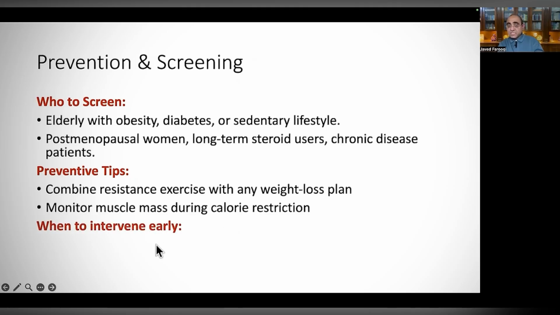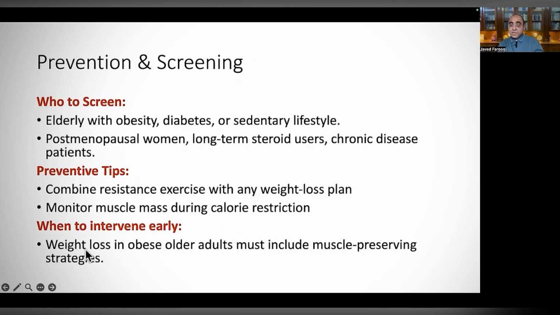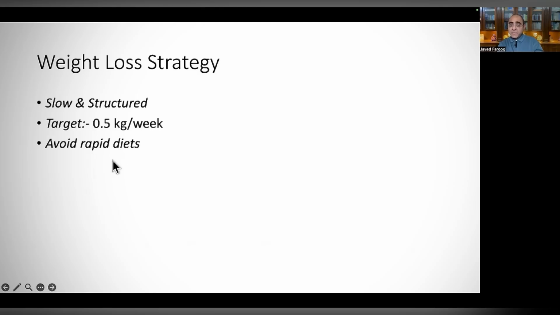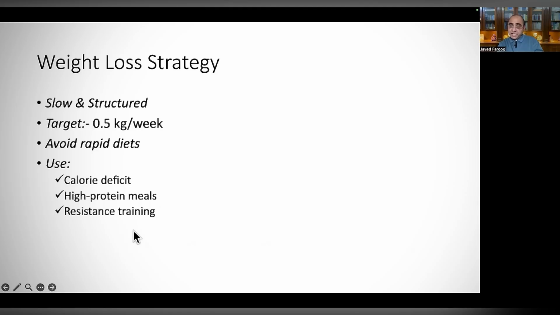When to intervene early? This is a very important question. Weight loss in obese older adults must include muscle preserving strategies. These are very, very important. What should be the weight loss strategy for these patients? It should be slow and structured. The target should be 0.5 kg per week. Avoid rapid diets. Use a calorie deficit diet with high protein meals and resistance training.